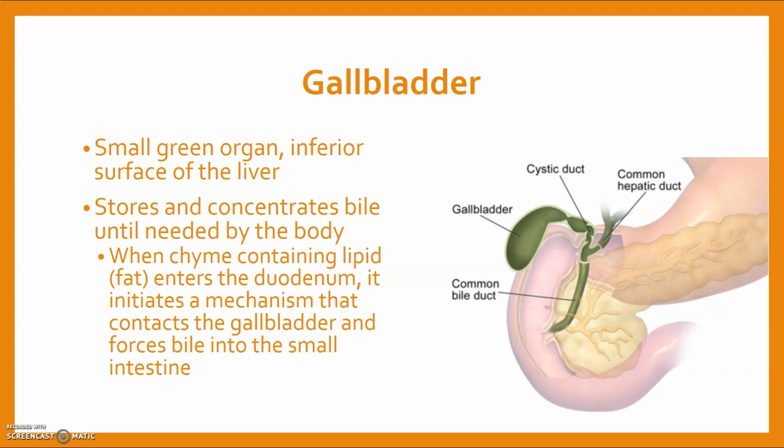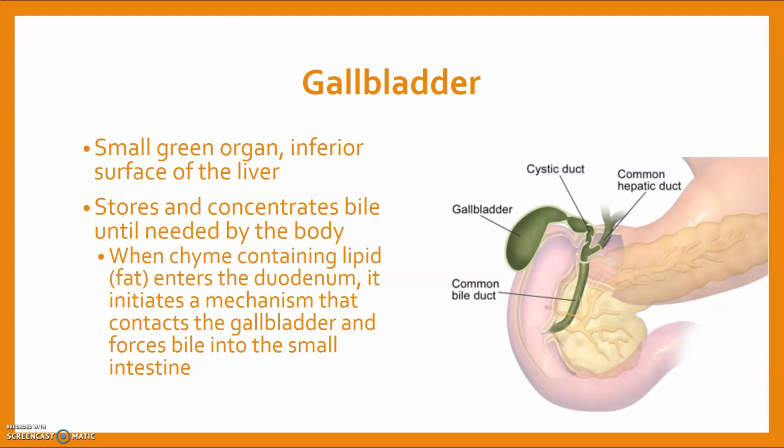We're now going to move away from the liver and talk about the gallbladder. The gallbladder is a small green organ that's located inferior on the surface of the liver. The gallbladder is important because it stores and concentrates bile. And bile, remember, is this substance that can break down fat. The gallbladder is going to store that bile until it's needed by the body.